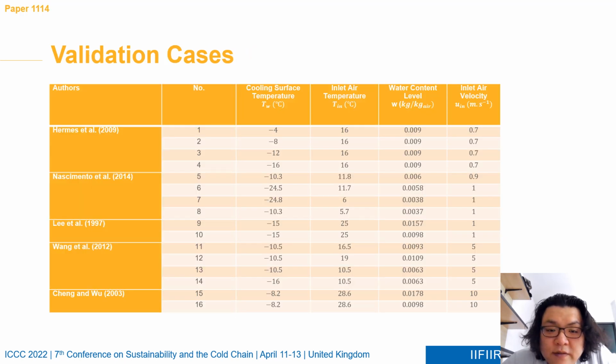The current model was validated against a number of different published experimental results, such as that of Hermes et al., Nascimento et al., Li et al., Wang et al., and Chang et al., with the cooling surface temperature ranging from -4 degrees to -25 degrees, the inlet air temperature ranging from 6 degrees to 30 degrees, and the inlet air velocity ranging from 0.7 meters per second to 10 meters per second.